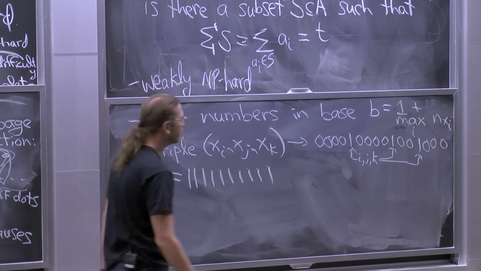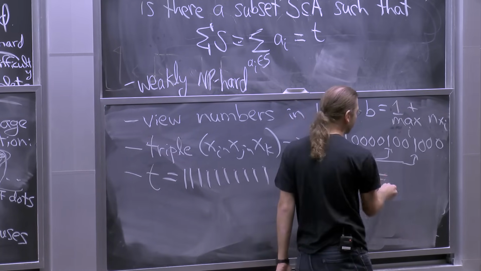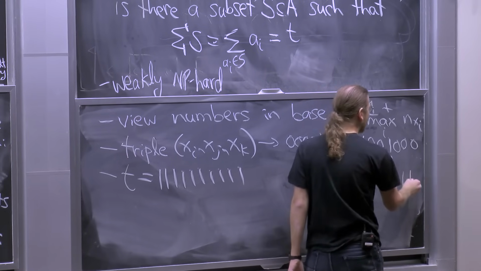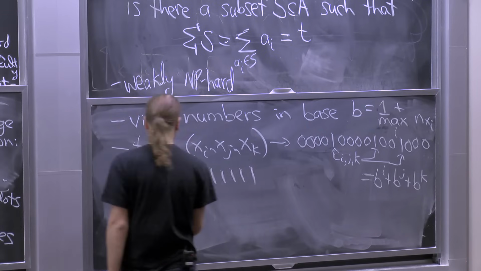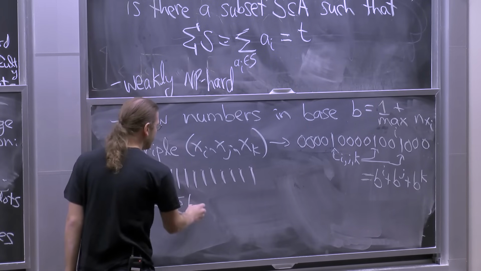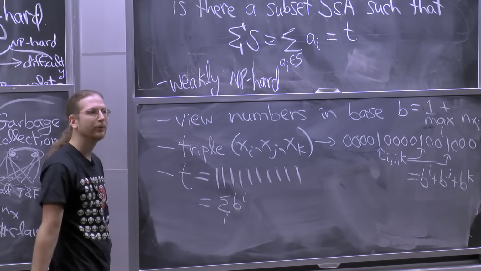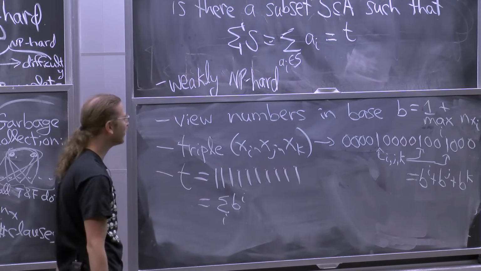This number, in algebra, you'd write as b to the i plus b to the j plus b to the k. And this you would write as the sum of b to the i for all i. Do you see why this works? It's actually really simple.